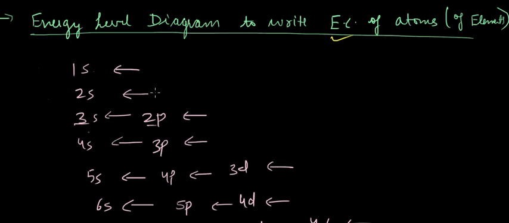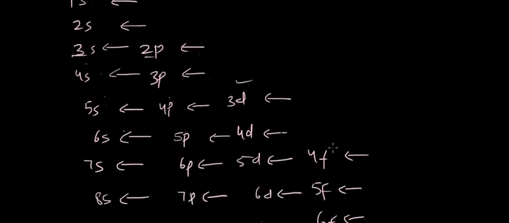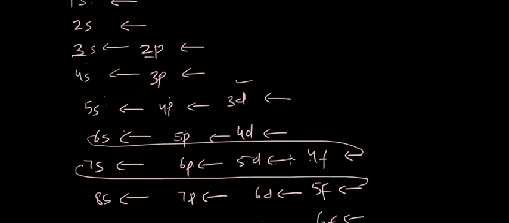First 1s would be filled, then 2s, then 2p, then 3s, then 3p, then 4s, then 3d, then 4p, then 5s. Why? Obviously n plus l is the same across the row, but n is minimum for 3d, hence it would be entering 3d first, then 4p, then 5s, then again 4d, 5p, 6s, then after 6s it would be entering 4f, then 5d, 6p, 7s, and after 7s it would be entering 5f.